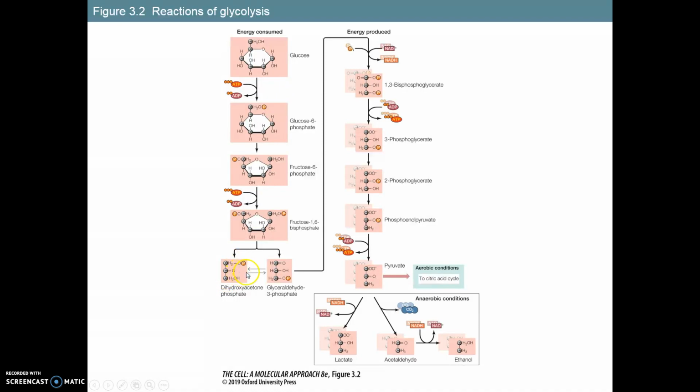Fortunately, that is something that is easily rearranged so that we can take this compound here, dihydroxyacetone phosphate, and convert it into glyceraldehyde 3-phosphate, which can then progress on. Coming back over here to the energy production side, we've taken a 6-carbon compound, we've now split it into 2 3-carbon compounds. So recognize that everything happening on this side is actually happening twice for every single molecule of glucose.